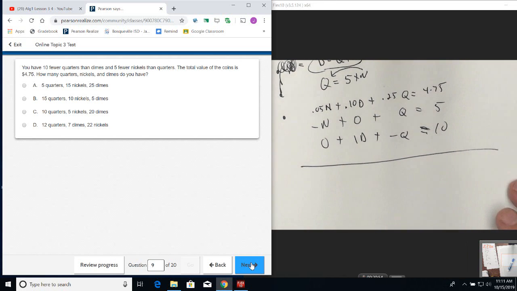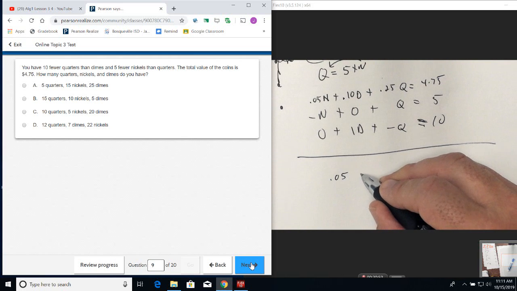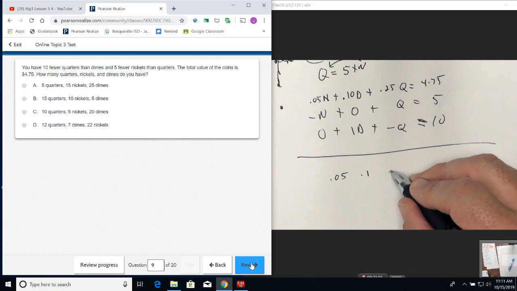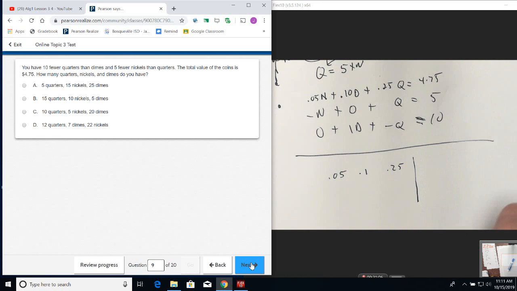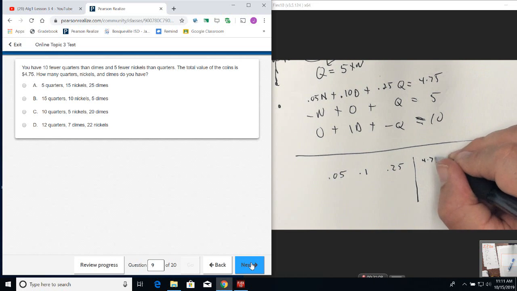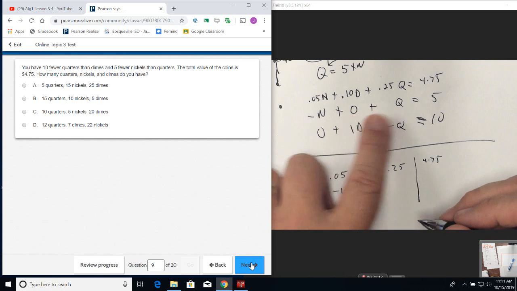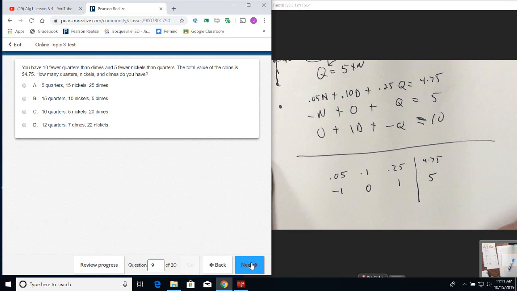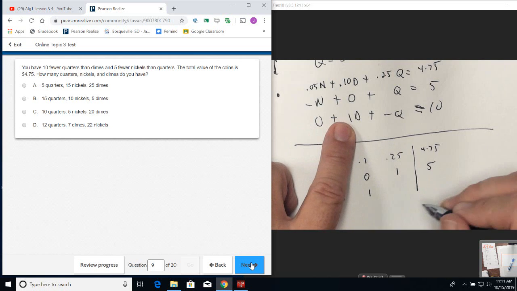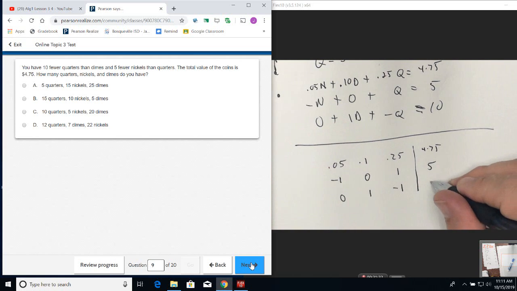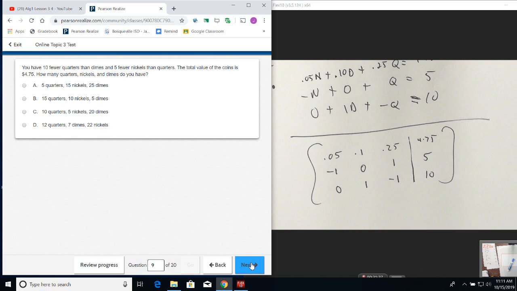Now, can you rewrite that as a matrix? The matrix would be what? 0.05, 0.1, 0.25, and then you have your augmented matrix, which represents that equal to, would be 4.75. This one would be -1, 0, 1, and then 5. The next row would be 0, 1, -1, and then 10, and then just RREF it, and let's see what we get.